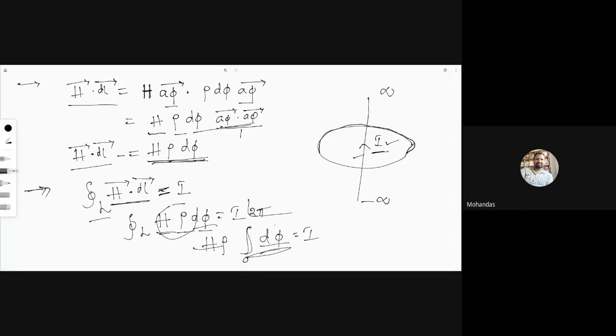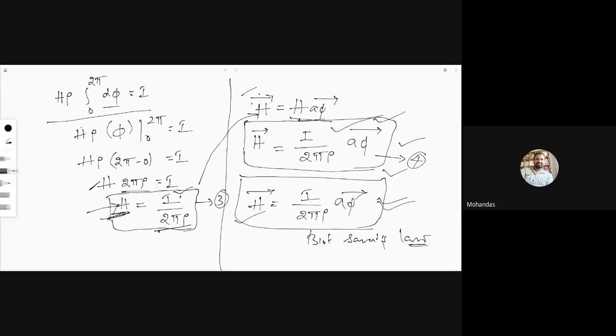Finally, from the derivation, H equal to I by 2 pi rho. Whatever magnitude you got from this equation, substitute in the third equation, the step 3 equation, H equal to H into a phi. So H equal to I by 2 pi rho into a phi. This is the derivation using Ampere's circuital law for an infinite conductor which carries a current I.